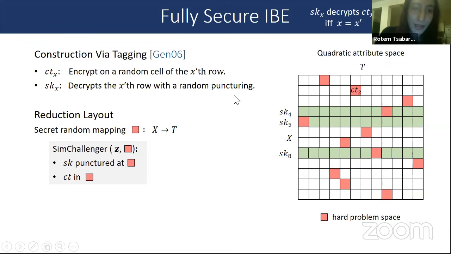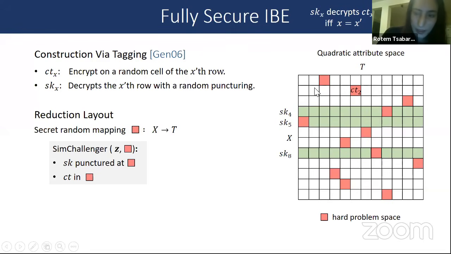So we want the decryption failure probability to be negligible. Because if we choose the punctured point of the secret key randomly, and if it by accident falls on the same point where the ciphertext was generated, then the decryption fails. We want this to be negligible. Okay.